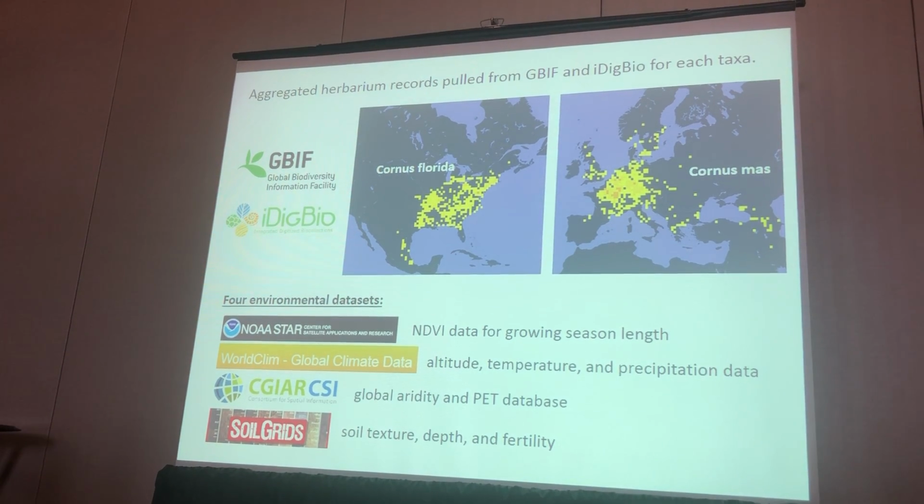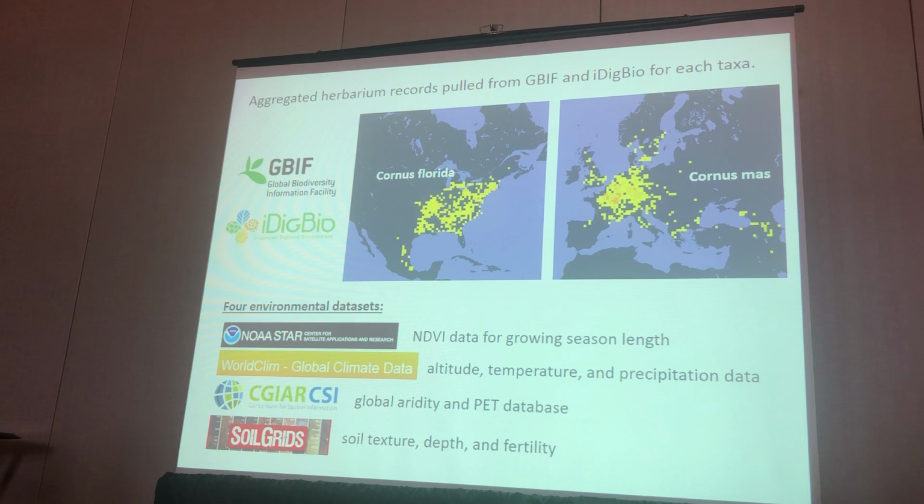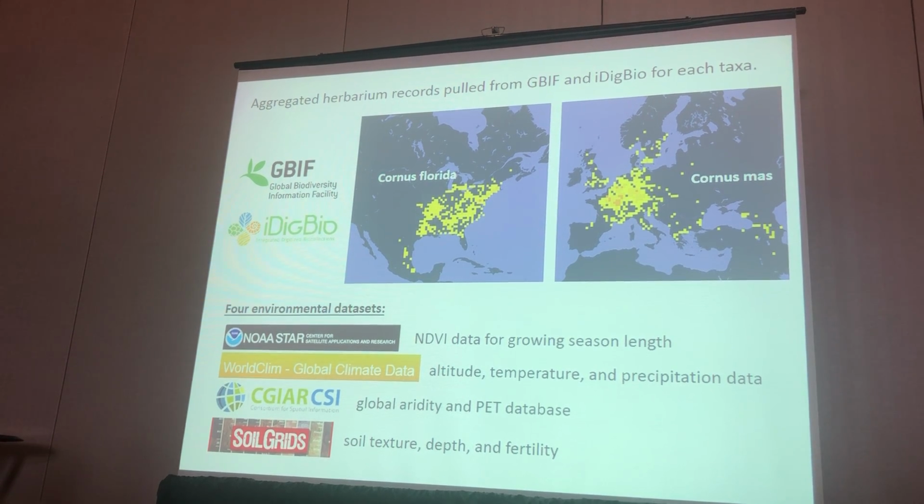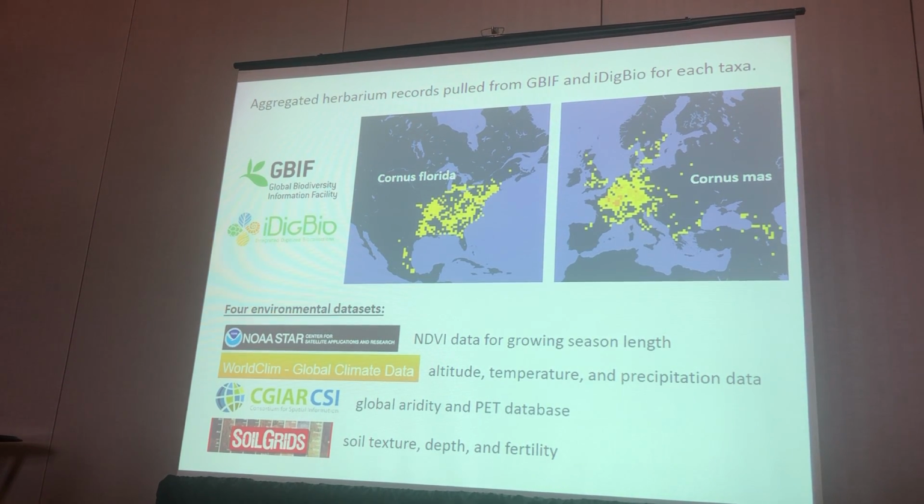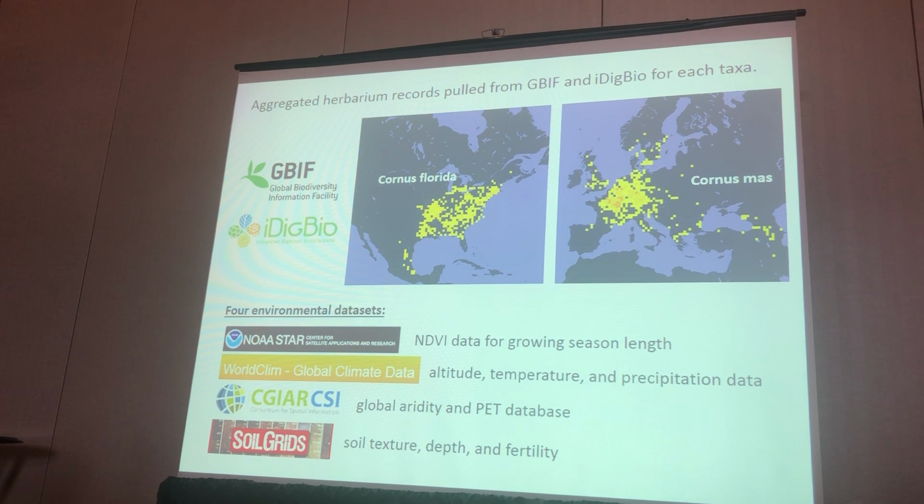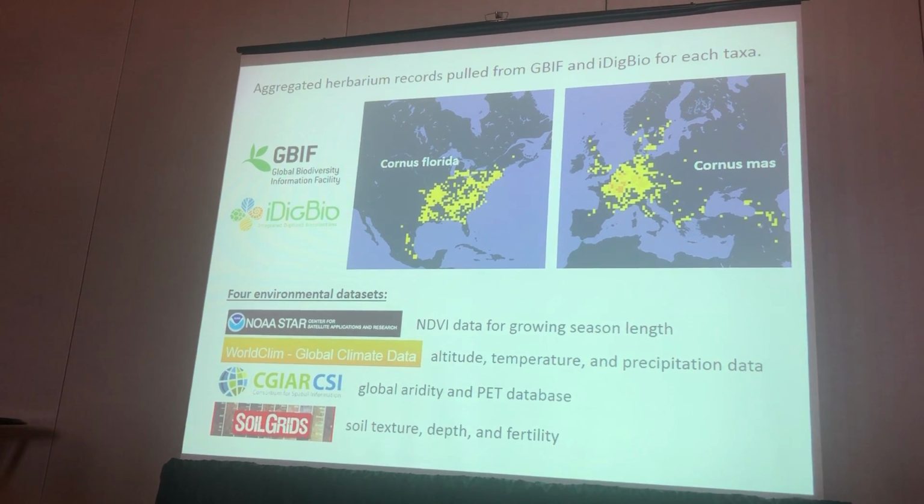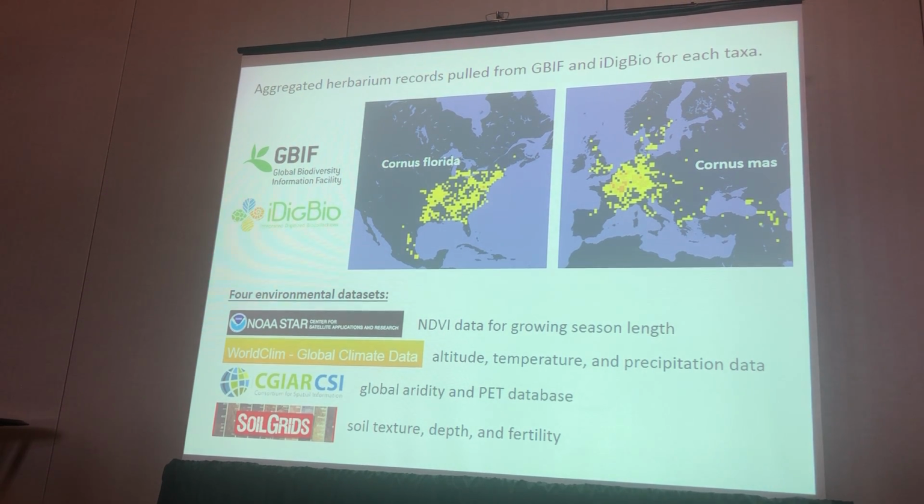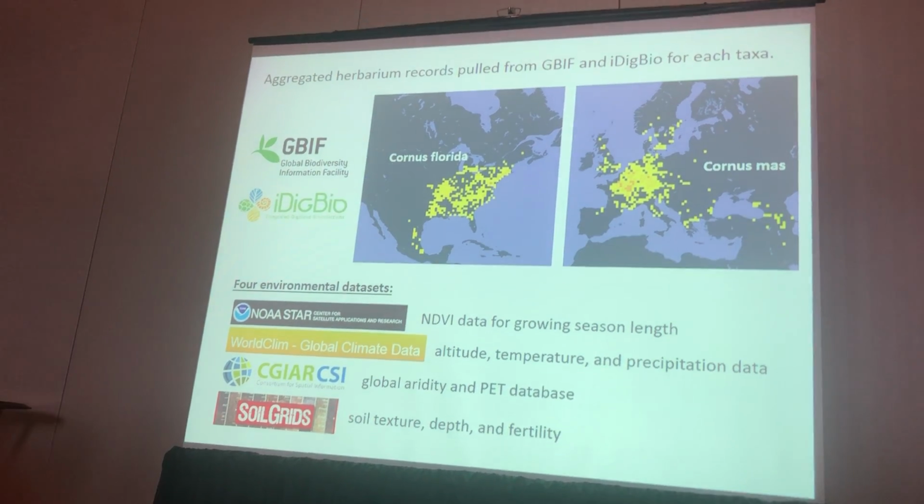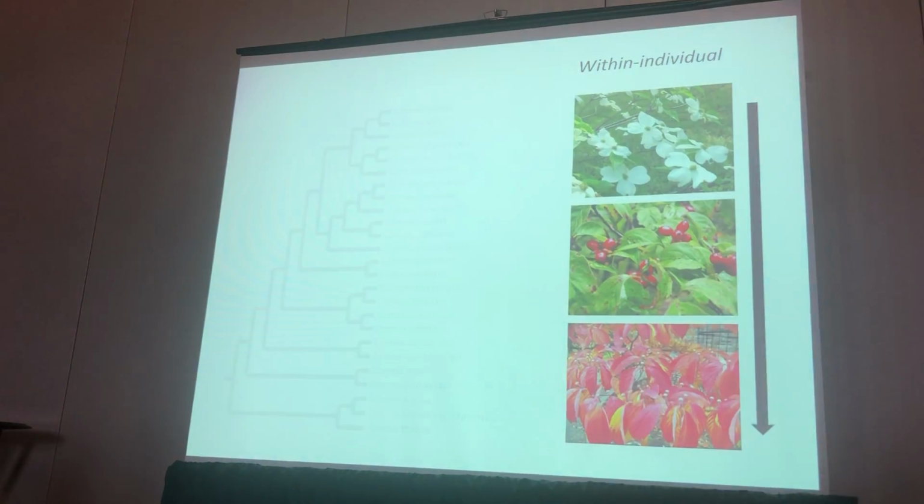We also aggregated herbarium records from GBIF and iDigBio to get a sense of environmental variation among species. So we pulled out those occurrence records that validated from herbarium records, and environmental data from a variety of publicly available sources for data layers of variation in climate and soils and growing season information.